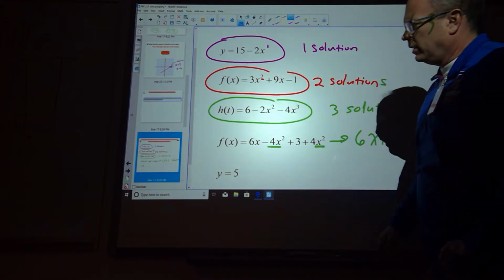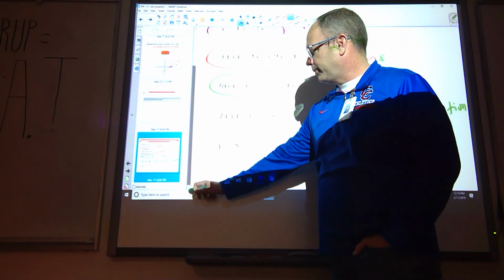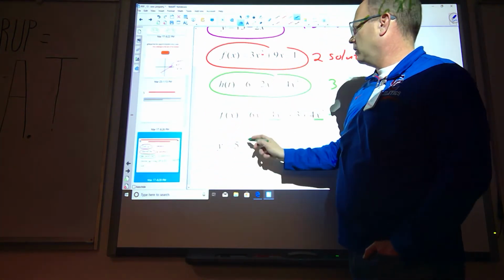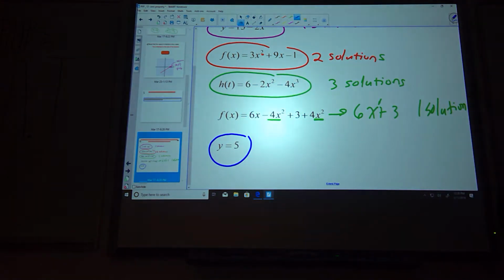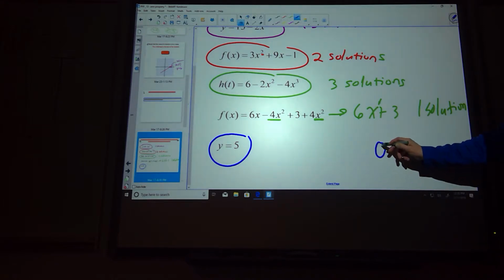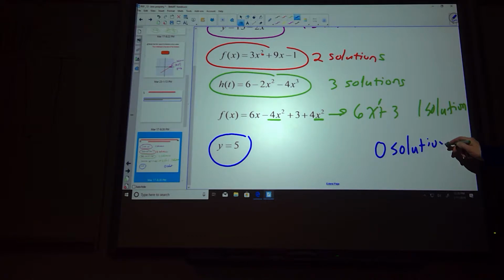I'm a little confused on this last one. It's not an x value. So would it be 0? It would be 0. Why would it be 0? I like that. I will tell you for sure, this has 0 solutions. But let me show you why it has 0 solutions.